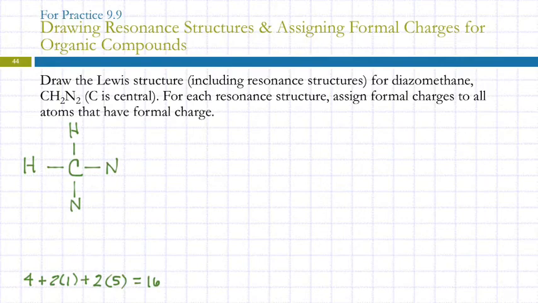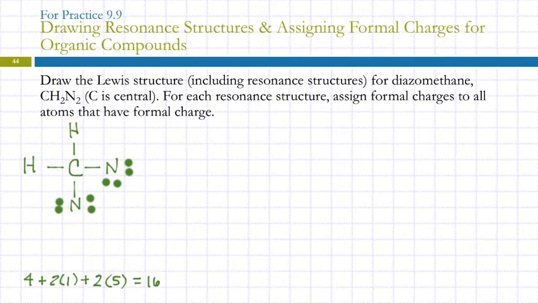So we got 2, 4, 6, 8, 10, 12, 14, 16. Not enough. We need multiple bonds. Where are we going to put multiple bonds here? Put a double bond between the carbon and the nitrogen? Can I do that? No, carbon already has an octet. It doesn't want 10. I'm kind of stuck, right?